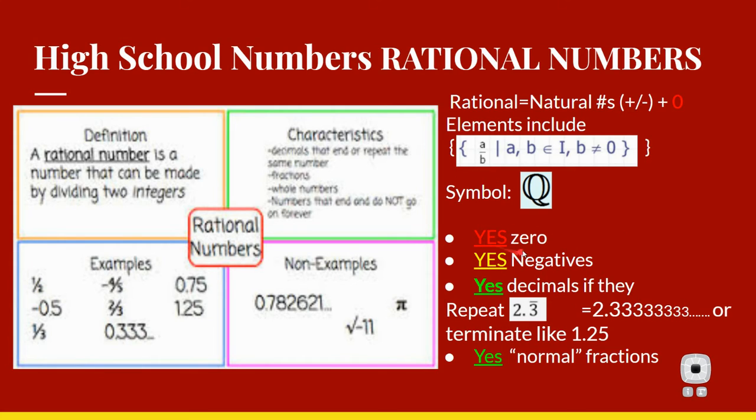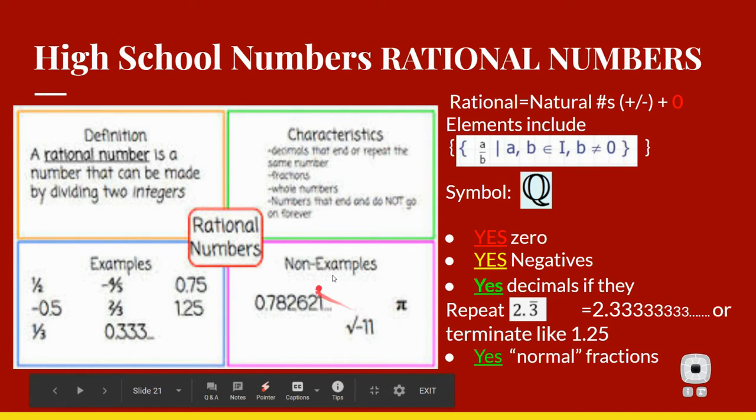It definitely includes 0 and negatives, and now rational numbers include decimals if they repeat, such as 2.33333 forever and ever and ever, or if that decimal terminates like 1.25. It includes normal fractions. I'm not exactly sure what we really mean by normal fractions, but anything that can be written as a fraction is a rational number. All rational numbers can be written as a fraction.